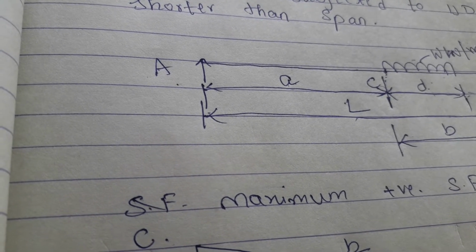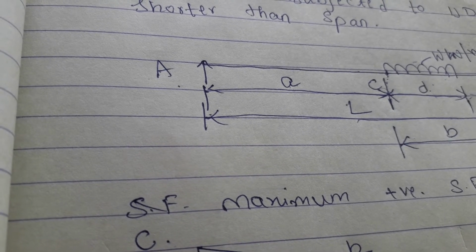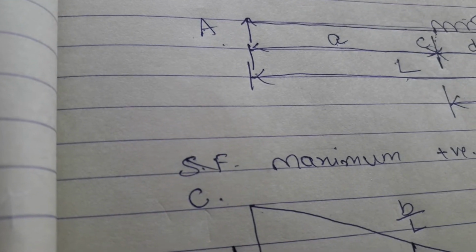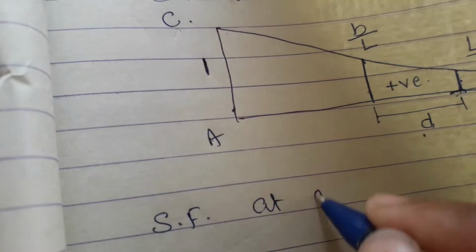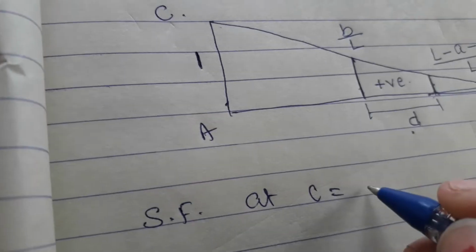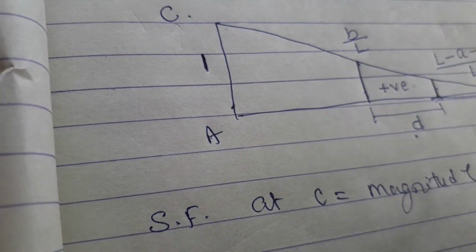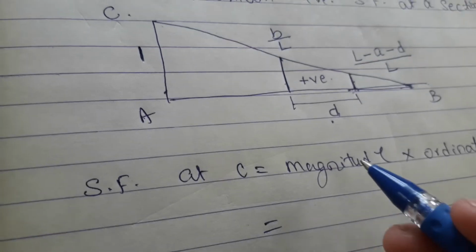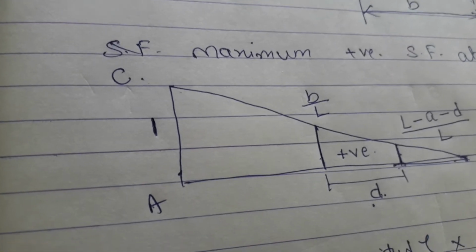So the positive shear force occurs at this section where this base is D, because here the UDL is acting for D length. So D. Now we have to write the shear force. Shear force at C is equal to magnitude into ordinate. Magnitude into ordinate. So magnitude is W and the ordinate will be D by 2.